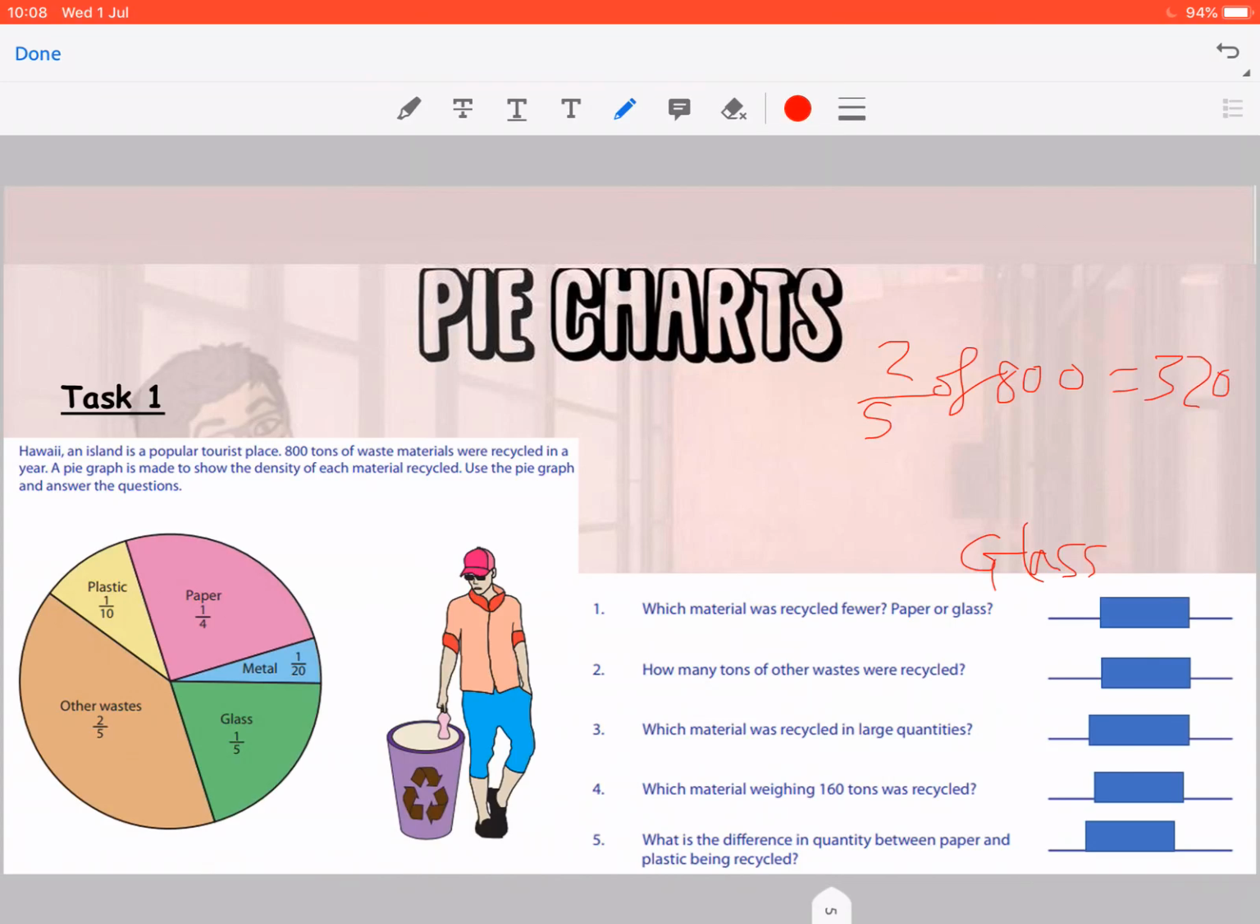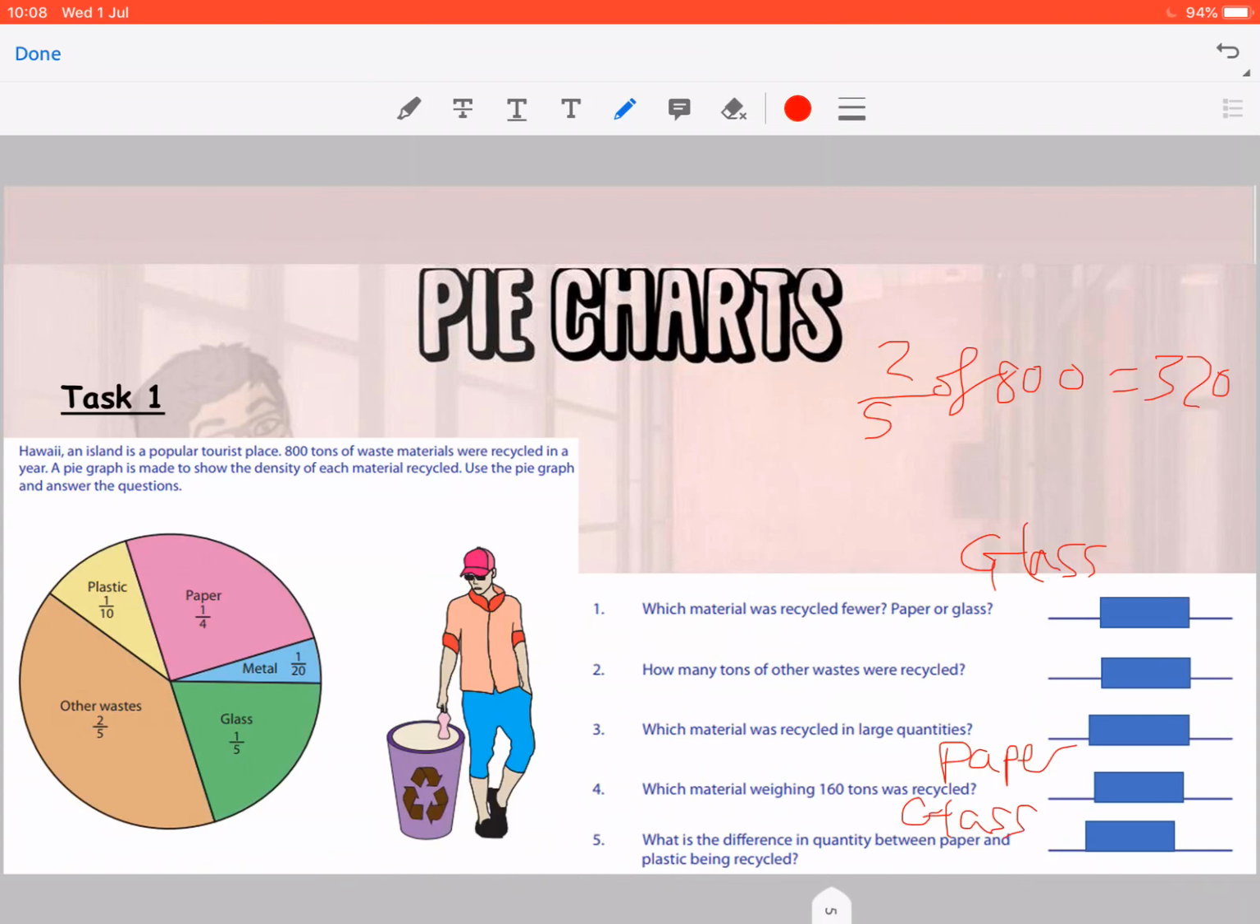Which material was recycled in large quantities? You could say paper for that one. Which material weighing 160 tons was recycled? Well, 160 tons, if you worked out the fraction of each one, if you divide 800 by 5, you get 160. So the one that's done 160 tons would be glass.